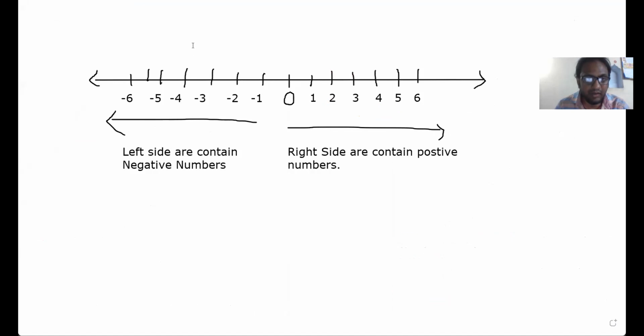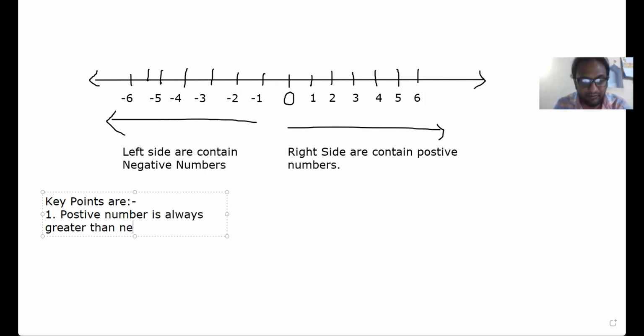You have to keep the following things in your mind. These are the key points about positive numbers. A positive number is always greater than a negative number. Okay, this is the point: a positive number is always greater than a negative number.